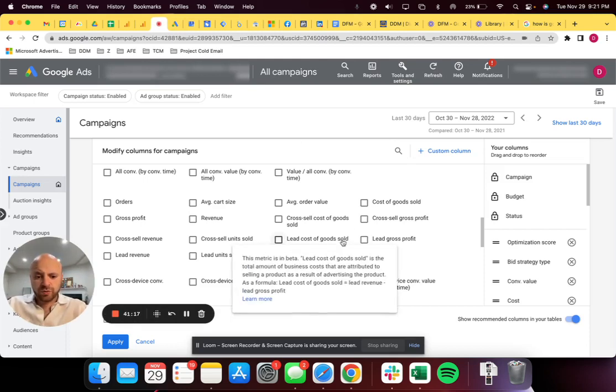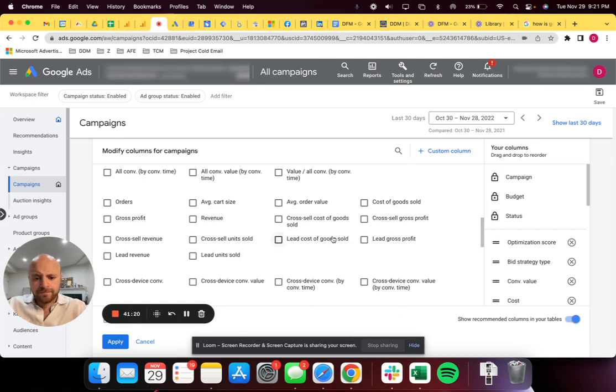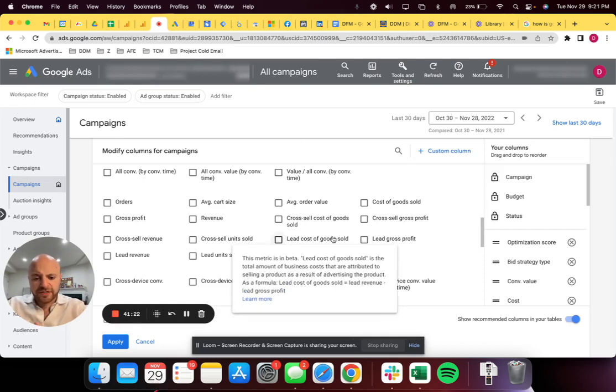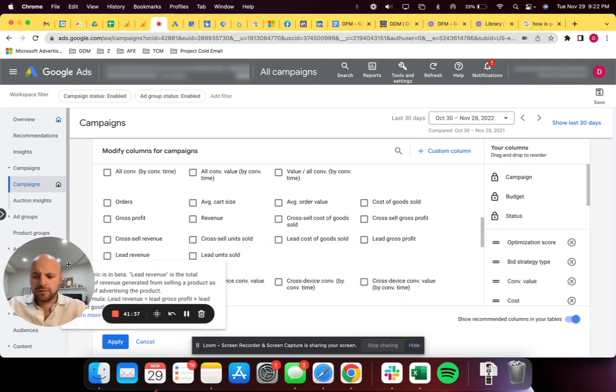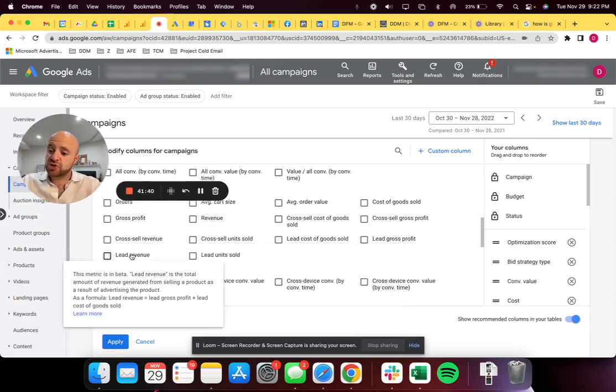Lead cost of goods sold. What's that? It is the total amount of business costs that are attributed to selling a product as a result of advertising the product. It is a formula: lead revenue minus lead gross profit. I don't know, is this associating a value to a lead? Lead revenue is the total amount of revenue generated from selling a product as a result of advertising the product. Lead revenue equals lead gross profit plus lead COGS.